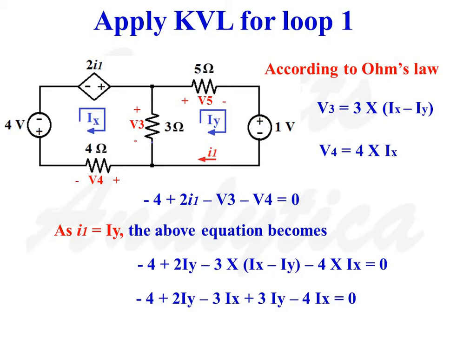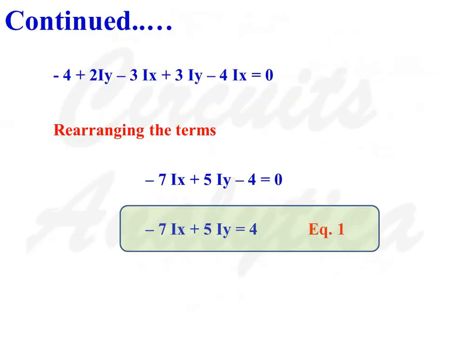As I1 is equal to Iy, the equation minus 4 plus 2I1 minus V3 minus V4 is equal to 0 becomes minus 4 plus 2Iy minus 3Ix plus 3Iy minus 4Ix is equal to 0. Rearranging the terms, we will get minus 7Ix plus 5Iy is equal to 4. Equation number 1.